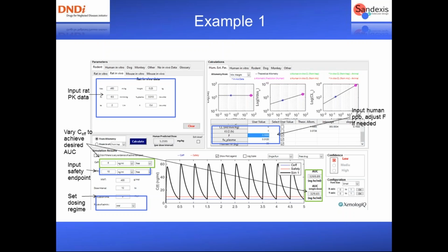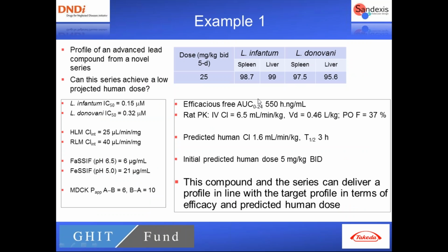So that's one example where we've got really quite a low free efficacious AUC. The compound's very potent in vitro and has got a reasonable PK profile. It's low clearance, but only moderate bioavailability.